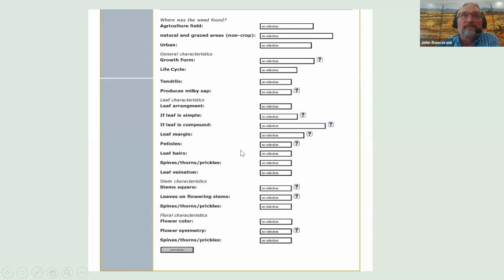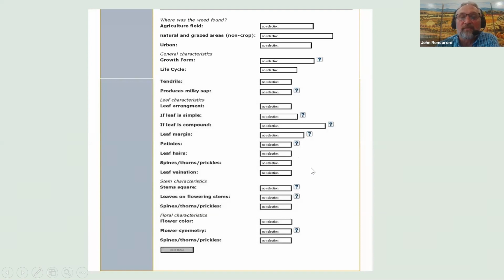And that's a whole lot easier than going through those big books, but at least it'll give you an area to start. And one I want to make sure that you do see is leaf hairs. You have to look very closely, because if you put in that it has hairs and it doesn't, sometimes that'll get you way off the track. So there are others out there, but this is one that I'm familiar with.